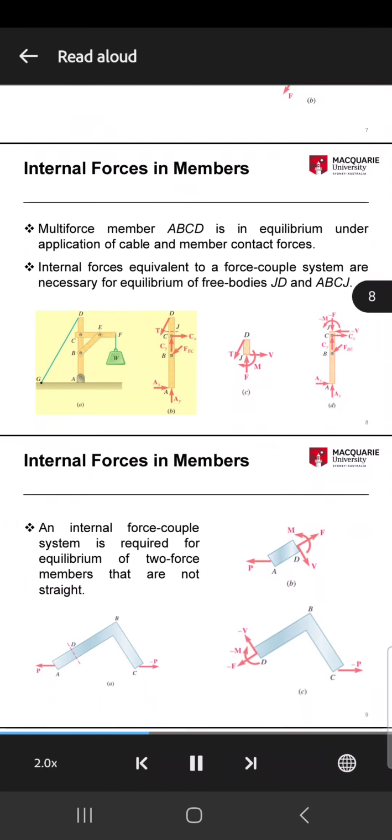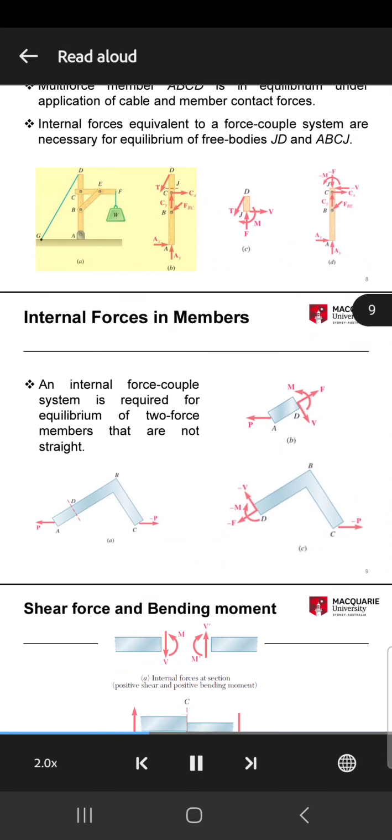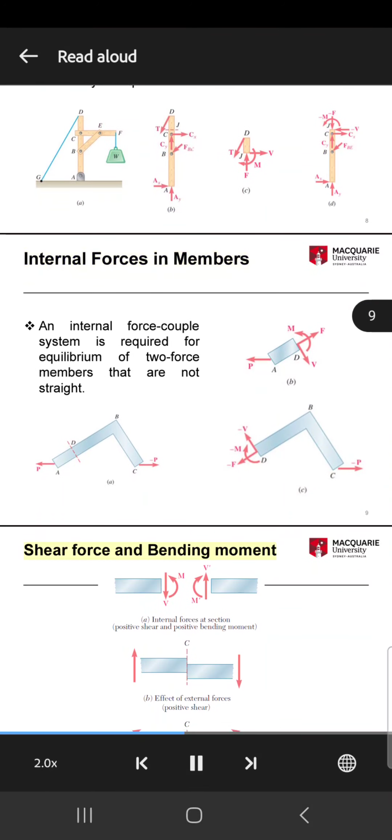Crane made up of a vertical member ABCD, horizontal member CEF, and diagonal member BE. The crane is supported by a pin at point A and a cable. Internal forces in members. Shear force and bending moment.